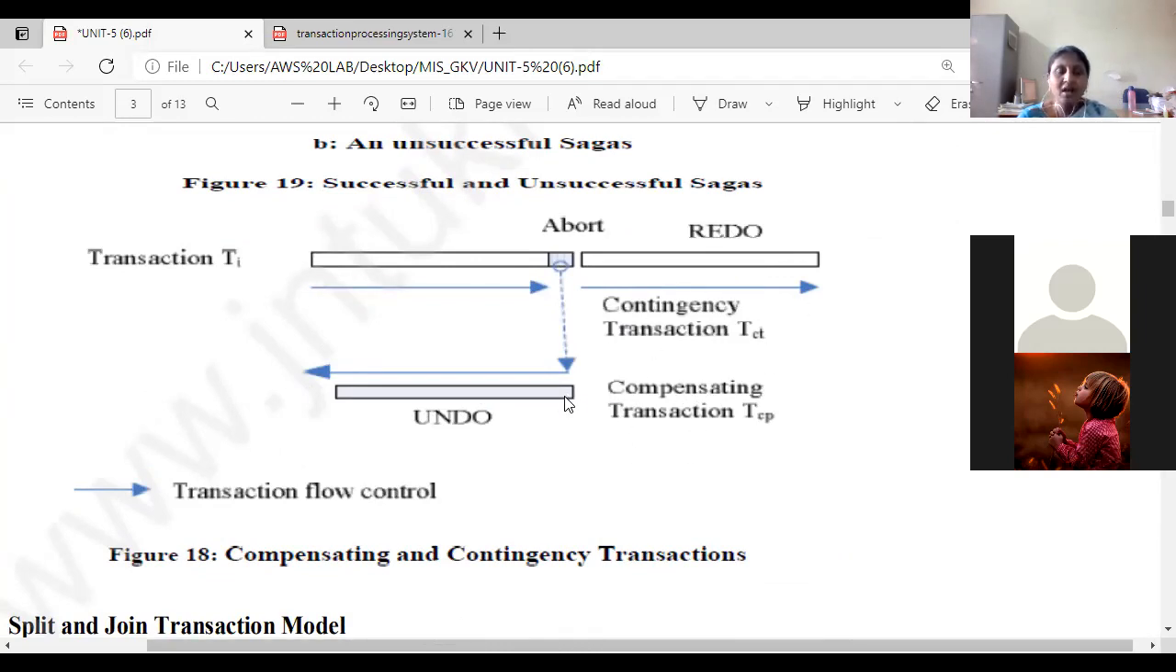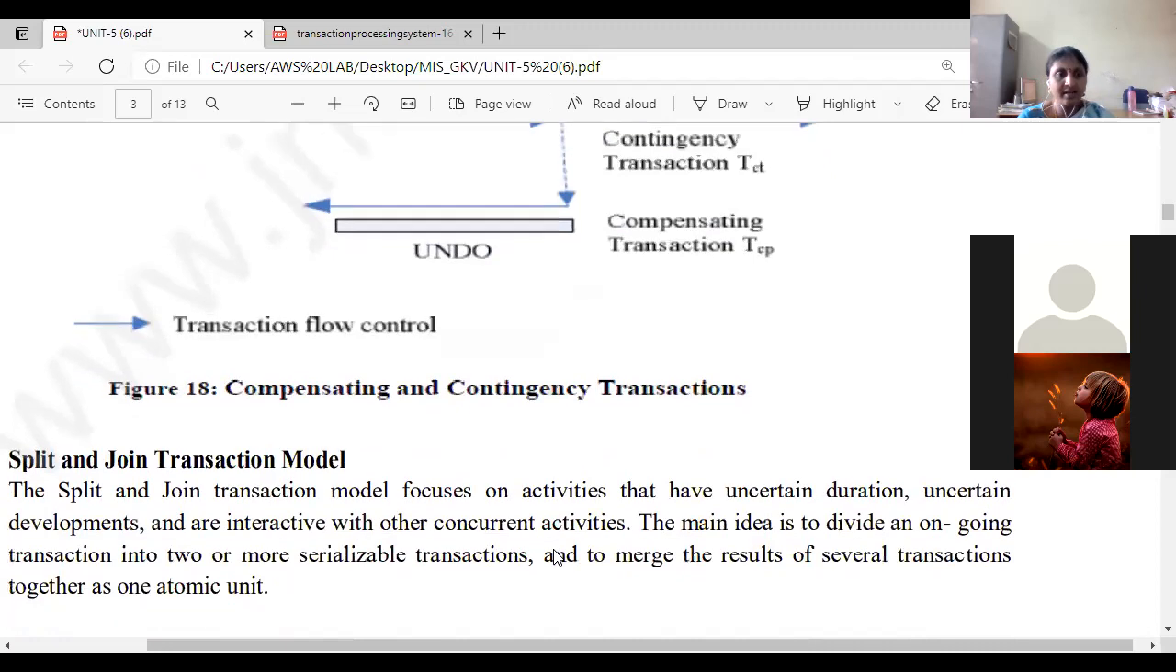Whenever it is not happening, that is a compensating transaction, the undoing effect, and this is the redo effect of the contingency transaction. Next, the diagram for compensating and contingency transaction.